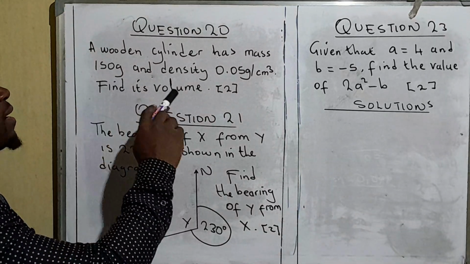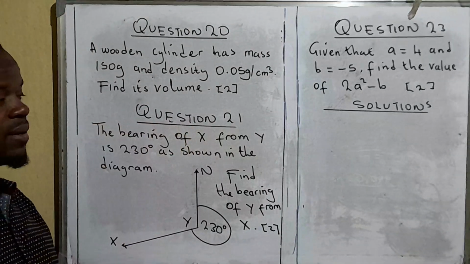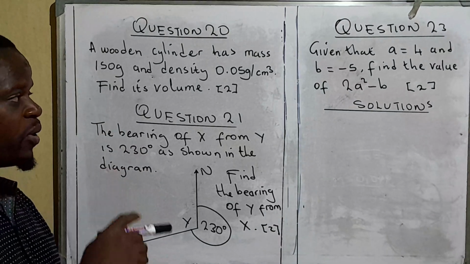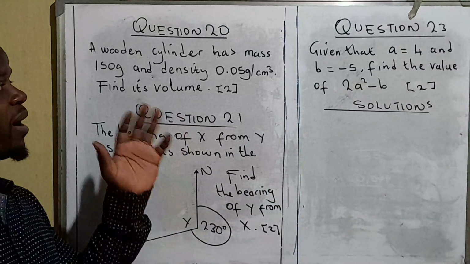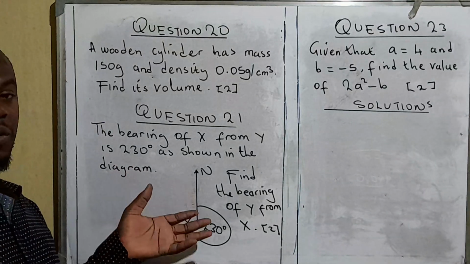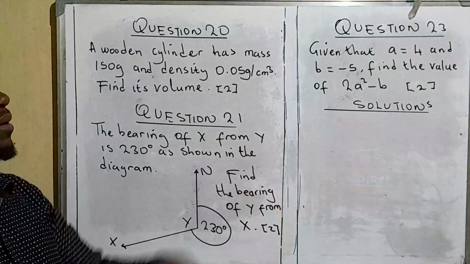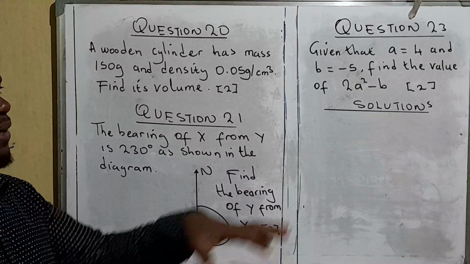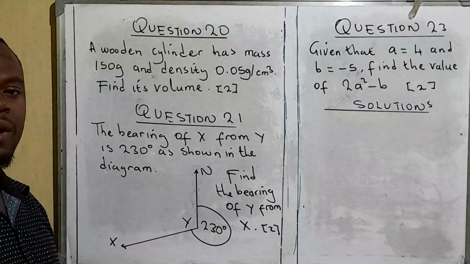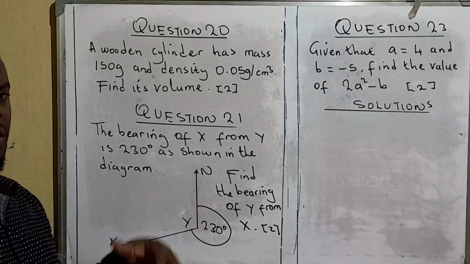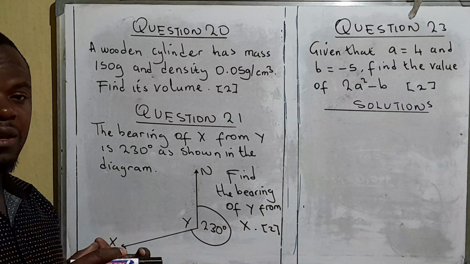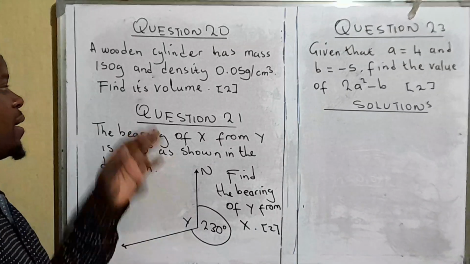A wooden cylinder has mass 150 grams and density 0.05 grams per cubic centimeter. Find its volume. Now, this question is derived from the topic mensuration, right? The second one is actually from bearings, right? And the third one is algebra, and the specific subtopic is substitutions, right? Substitution means replacement. So if you're able to identify the topics whence the questions have been derived, it becomes pretty easy for you to solve the problems, right? Let's start with the first one.